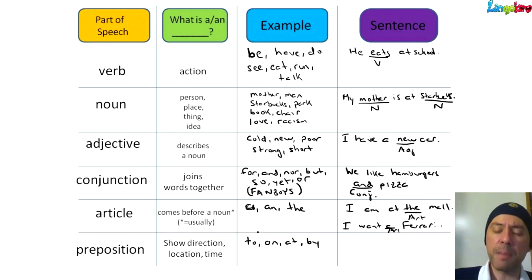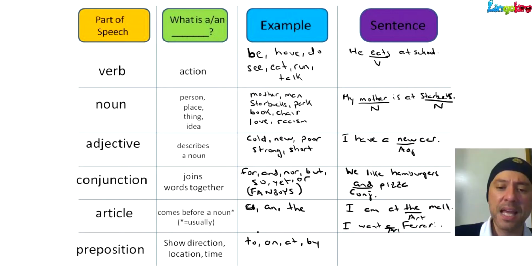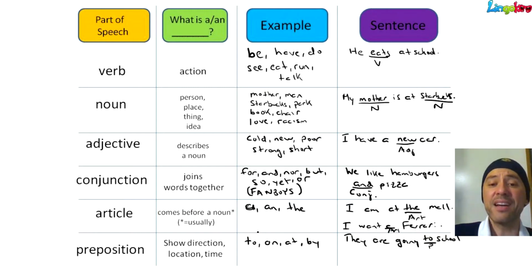But let's look at prepositions. So an example of a sentence using a preposition is, they are going to school. Okay? So here the preposition is to, okay? And it's a preposition of direction. You know, where are they going? To school, in that direction.